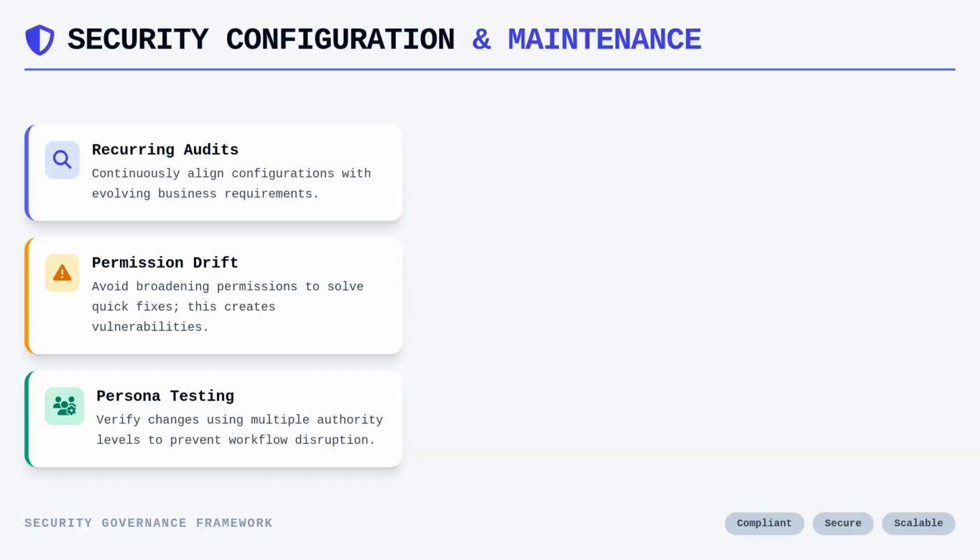Whenever you change a security rule, verify its impact by testing with multiple personas who possess different levels of authority within your system. This strategy of testing ensures that an intended restriction does not inadvertently disrupt core workflows or generate permission errors for end users who require access to function.